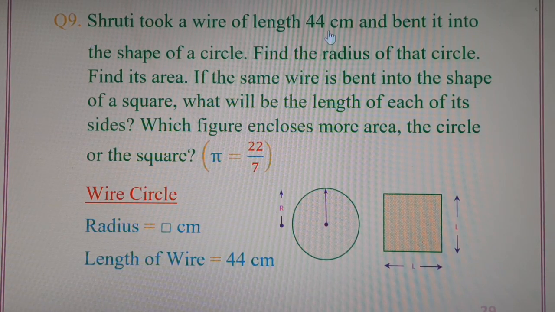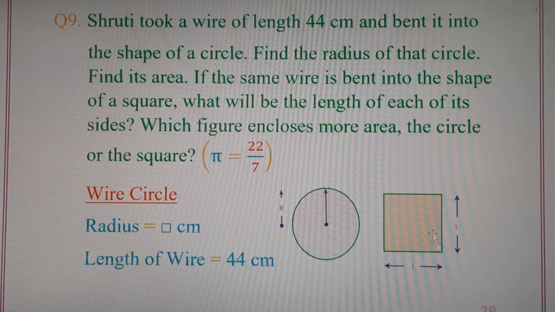The wire length is 44 centimeter. So for making the square also, she is using the same wire. That means the length of the wire will remain as 44 centimeter. That means the boundary length of this square will be 44 centimeter. Or we can say the perimeter of this square will be 44 centimeter.